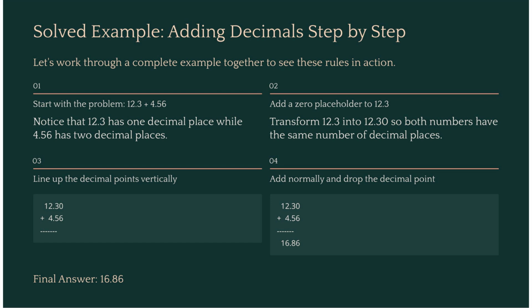Let's see this in example 1. 12.3 plus 4.56. We line up the decimals and we add a zero placeholder to the 12.3 so it becomes 12.30. Now we add. 0 plus 6 is 6, 3 plus 5 is 8, 2 plus 4 is 6, and 1 plus 0 is 1. We drop the decimal straight down. The sum is 16.86. Lining up the decimal point is the single most important step for addition.